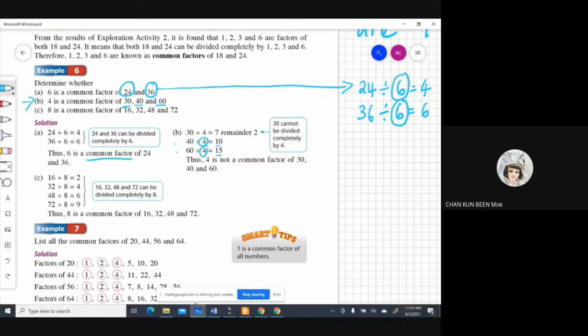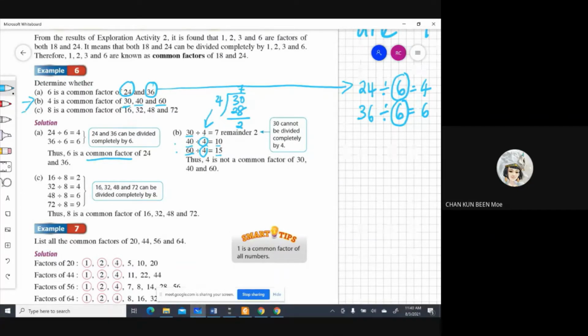But when it comes to 30, 30 divided by 4, you will have a remainder, because 4 times 7 is 28. So you got a remainder. Whenever you have a remainder, it means that this number is not a common factor for that number itself. So this number is not a factor. Therefore, number 4 cannot be a common factor for all the 3 numbers stated over here. So you cannot do anything over here. The answer is no. 4 is not a common factor of 30, 40, and 60.